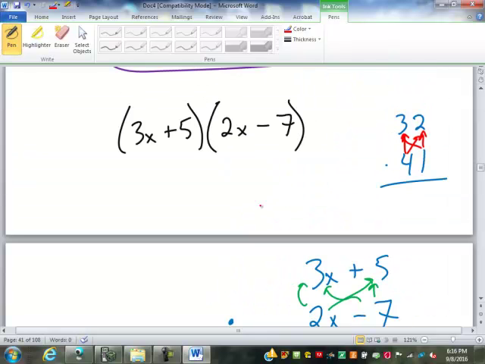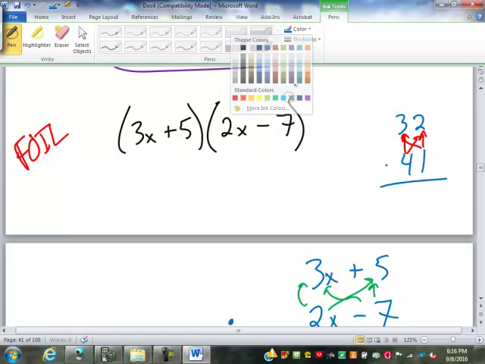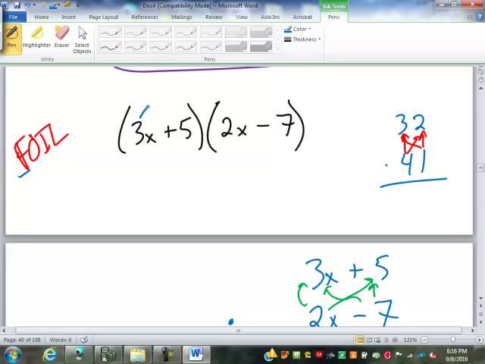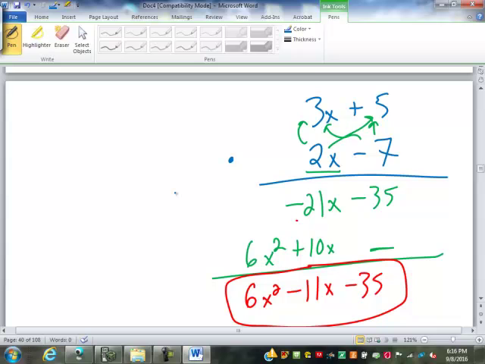Those of you that had an algebra class at some point have probably been taught FOIL. The F of FOIL stood for first. You multiply the first two digits in each number. 3x times 2x is 6x squared. Notice that was down here.